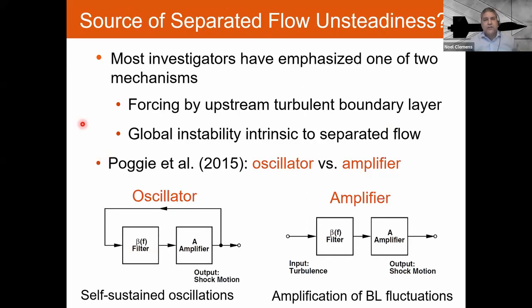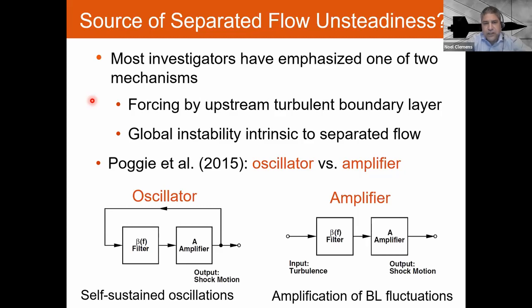Okay, so what is the source of this separated flow unsteadiness? Most investigators have emphasized one of two mechanisms: either forcing by the upstream turbulent boundary layer, or some type of global instability that's essentially intrinsic to the separated flow. It's basically a self-sustaining instability.